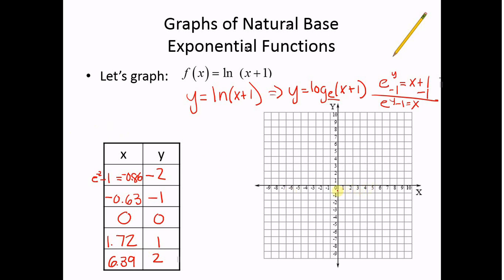So let's graph that function here. I have -0.86, -2. So it's going to be right about here, down -2, right there. -1, -0.63, about there. 0, 0, perfect easy place. 1, 1.72, about right there. And 2, 6.39, about right there.